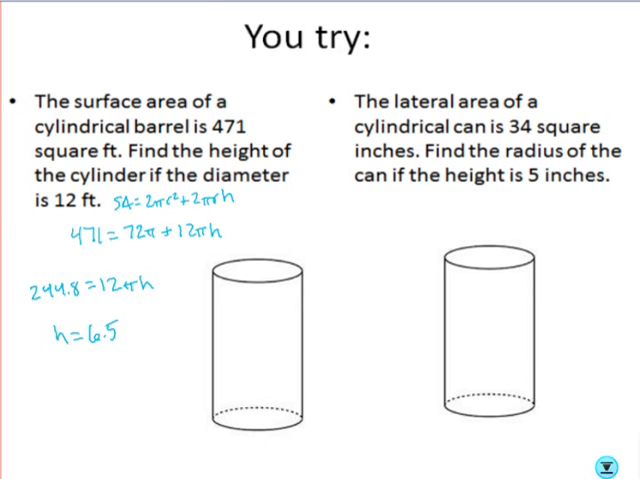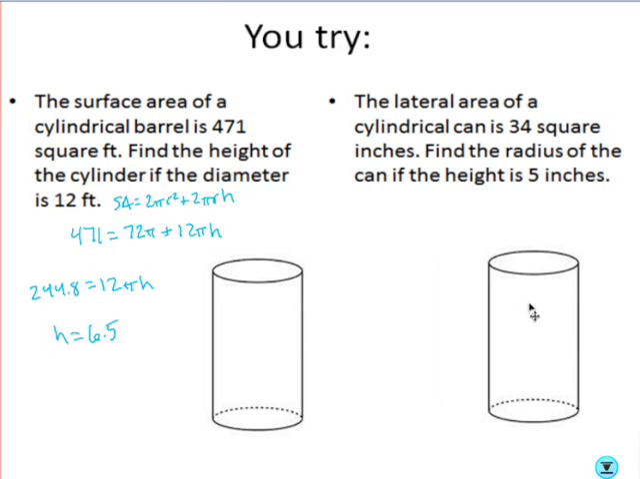Okay? Let's take a look at another one. Lateral area this time. Well, lateral area of a cylinder is just 2 pi rh. So lateral area equals 2 pi rh. It's 34. And that's 2, when we're looking for the radius here, so 2 pi r, and the height is 5.